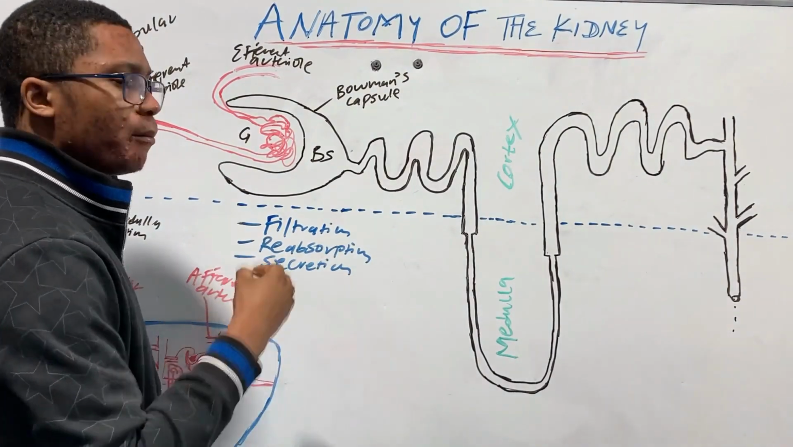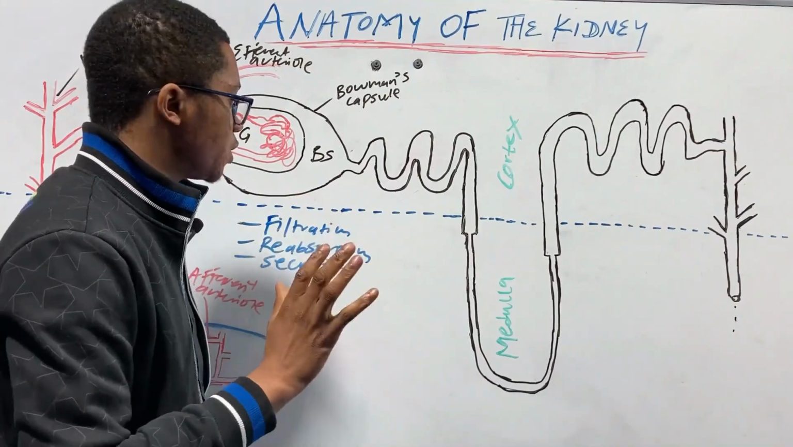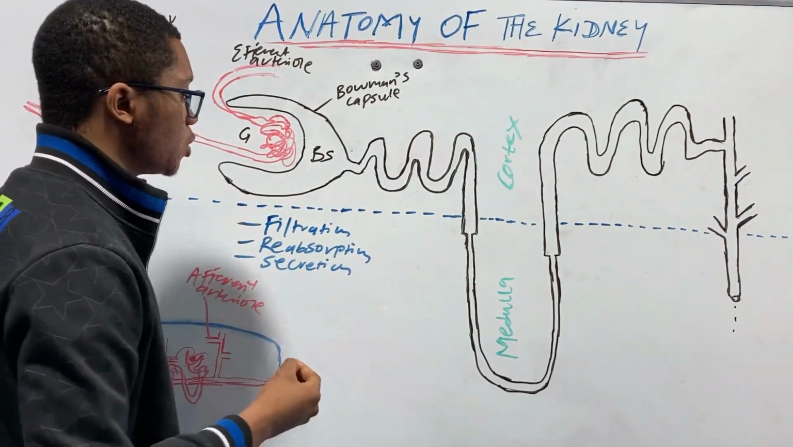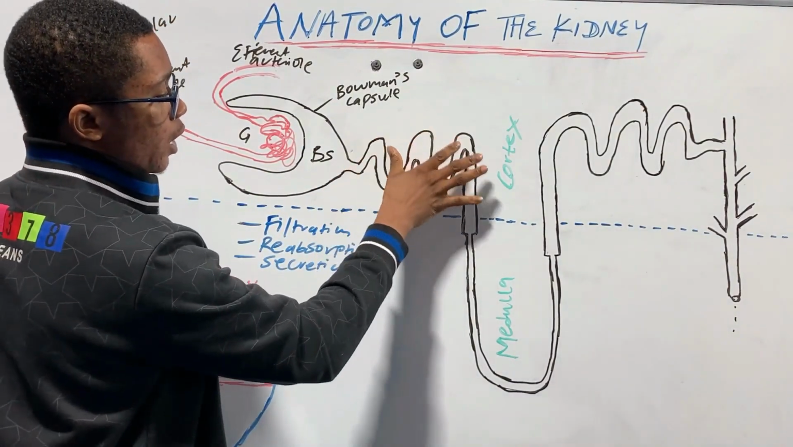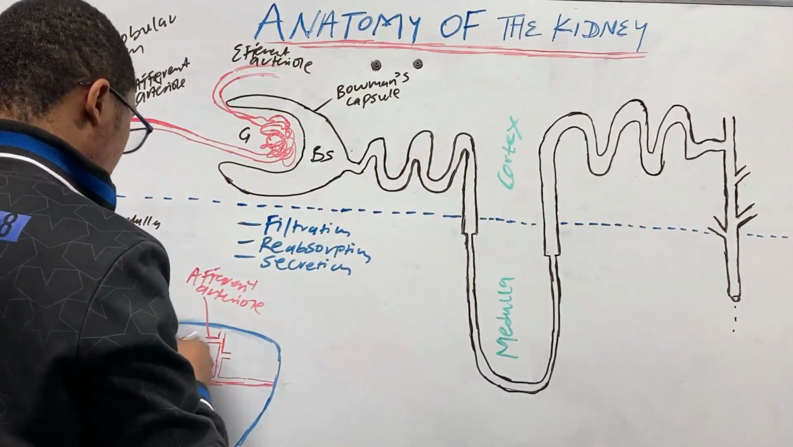Then secretion: materials that we don't need at all, because if we allow them to accumulate in the body, they may become very toxic. So we secrete them into the tubule, and the tubule carries them, and we excrete them out from the collecting duct. Let me quickly look at this part.